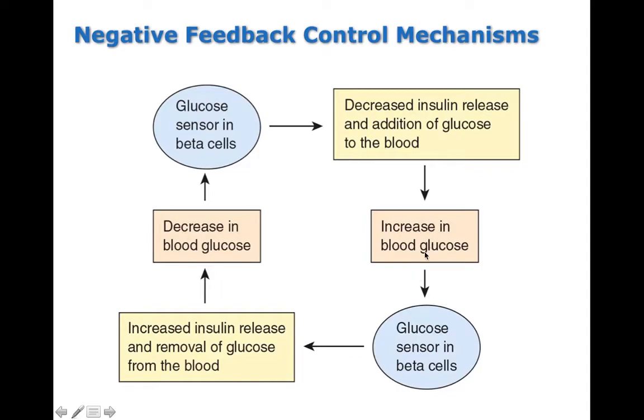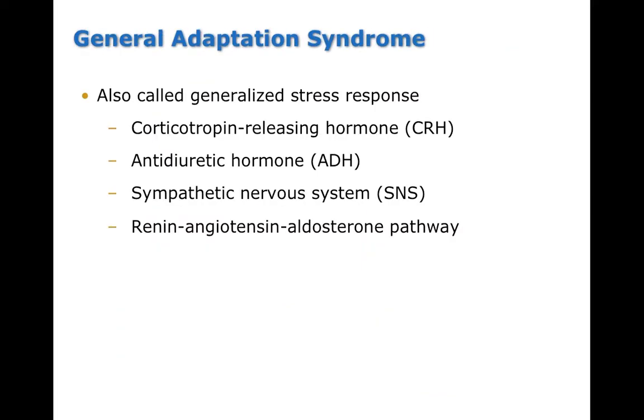If your blood glucose levels get too high, then the same glucose sensors in the beta cells of your pancreas stimulate the release of insulin, which decreases your blood glucose. So you can see that it goes in this loop. Ultimately, as our blood sugar levels are maintained by this loop, we stay within this average of a decrease and increase, and that average would be the normal homeostatic level, which is about 100 milligrams per deciliter of blood glucose.